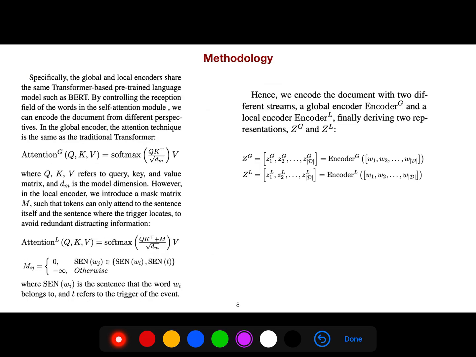So the global and local encoders share the same transformer-based pre-trained language models such as BERT. By controlling the reception field of the words in the self-attention module, we can encode the document from different perspectives. In global encoder, the attention technique is the same as traditional transformer. So query times key transpose, and then values. But here we have query and keys plus one mask matrix. Here is a mask matrix. Because here is local, but here is global.